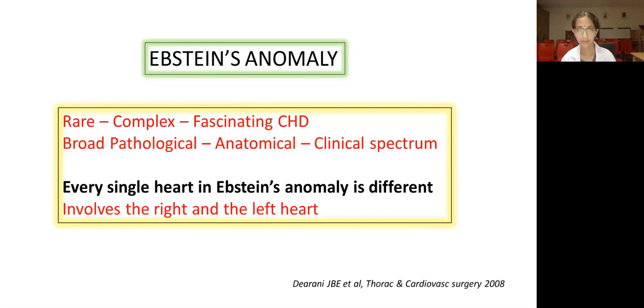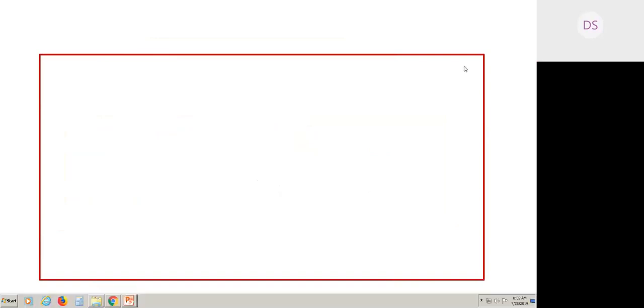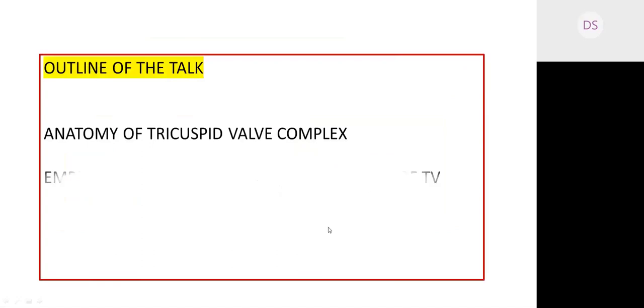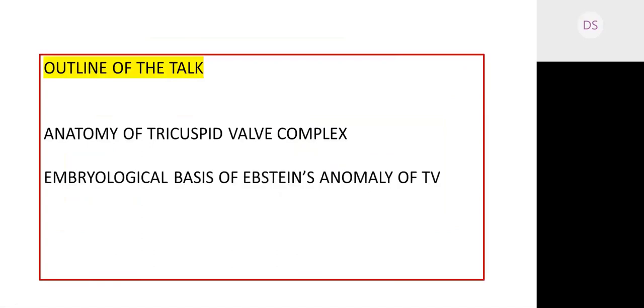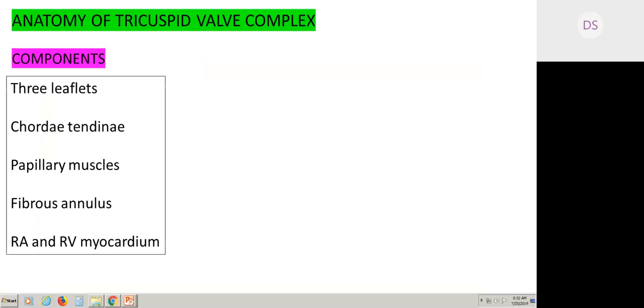So now, to understand the anatomy of Ebstein's Anomaly, let us first see the tricuspid valve anatomy in detail. So we'll see in today's talk the anatomy of the tricuspid valve complex, and then what causes Ebstein's Anomaly on an embryological basis, and then what is the anatomy of Ebstein's Anomaly, and what are the common imaging techniques, and how does it look, especially on echo, the Ebstein's tricuspid valve. So now coming to the first one, anatomy of the tricuspid valve.